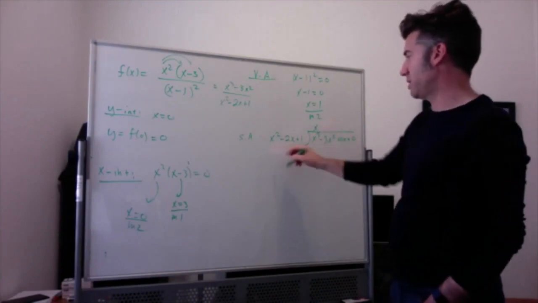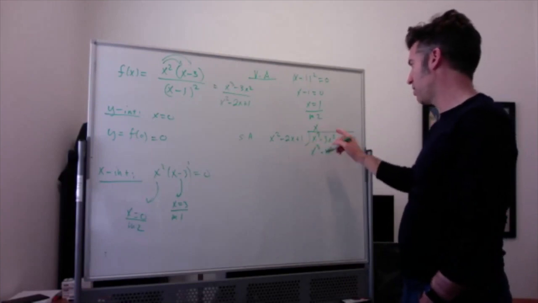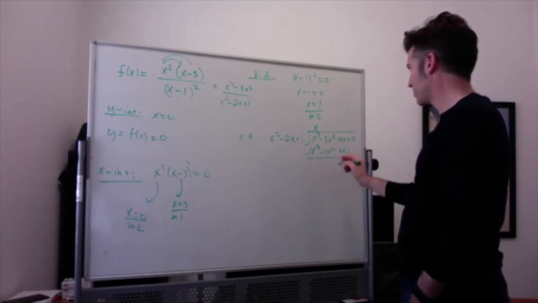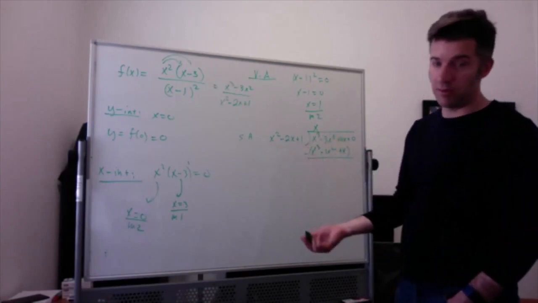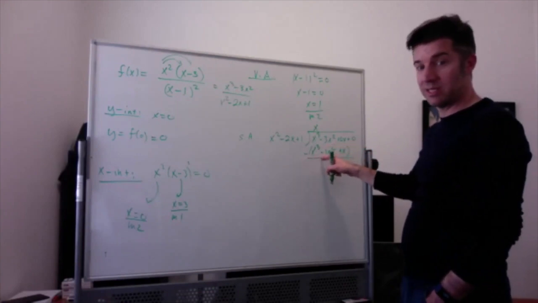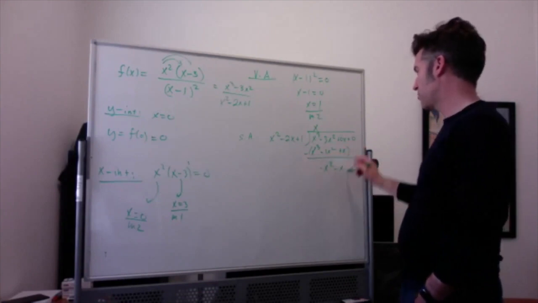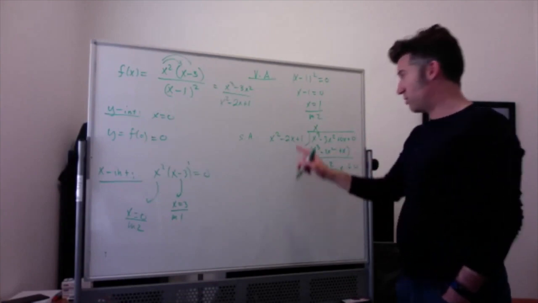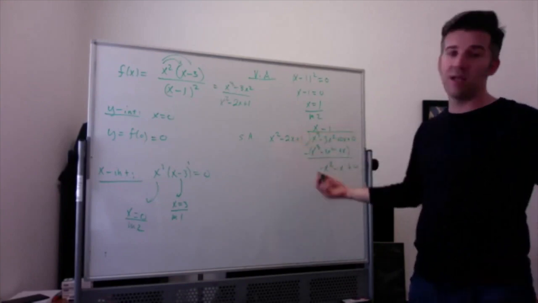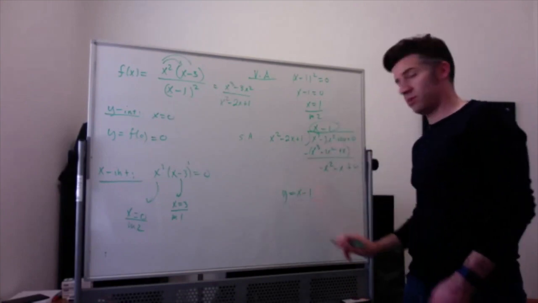X. X times x squared is x cubed. X times negative 2x is negative 2x squared. X times 1 is x. Subtract. X cubed minus x cubed is 0. Negative 3x squared minus a minus, so plus 2x squared, is negative x squared. And 0x minus x is minus x. Bring that down. What do you multiply by x squared to get negative x squared? Negative 1. We can stop there. So y equals x minus 1 for that asymptote. Okay.